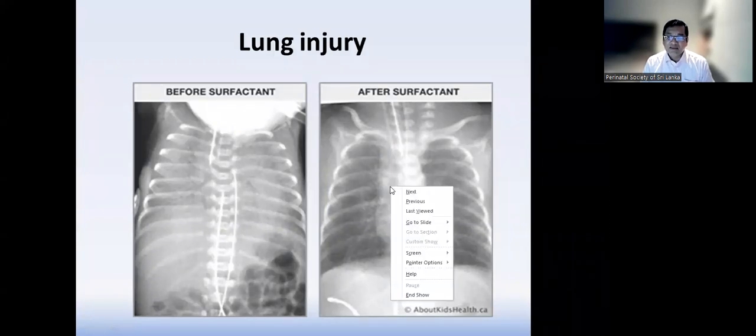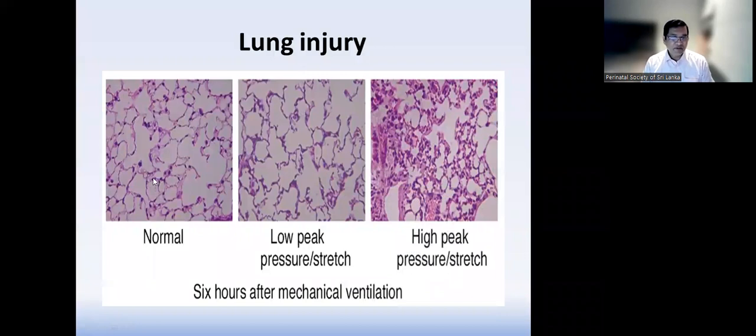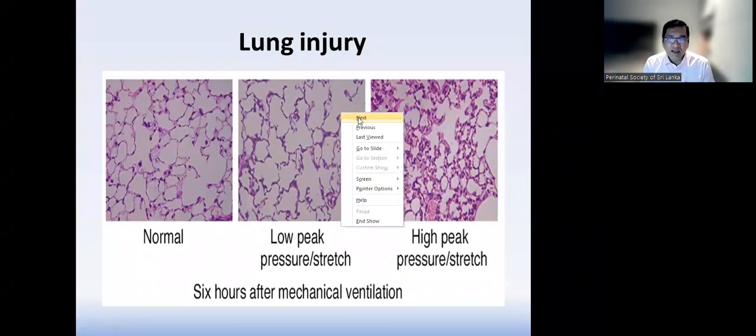This is why volume guarantee ventilation is important and comes into practice. So this is the histology of the normal lung, and this is after 6 hours of ventilation with low peak pressure, and this is with high peak pressure. Both are damaged, and you can see high peak pressure causes more damage. This is what happens to our babies' lungs after a few hours of mechanical ventilation. You can see how badly mechanical ventilation can damage lungs.